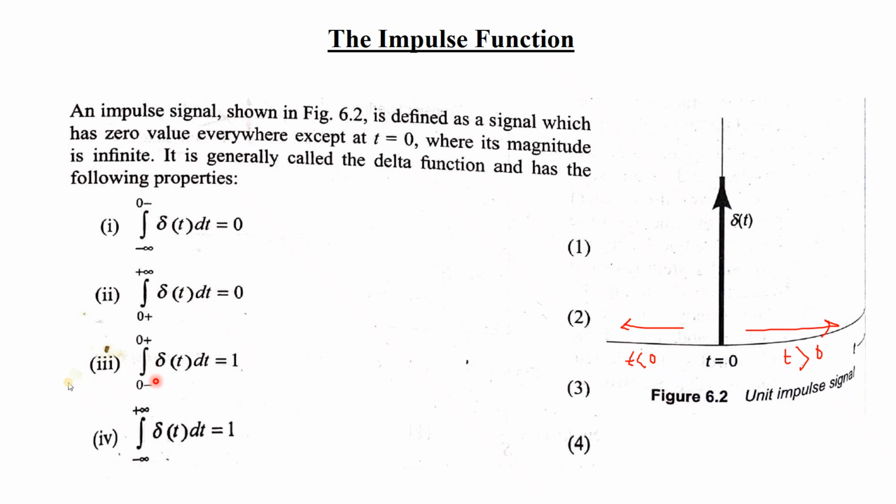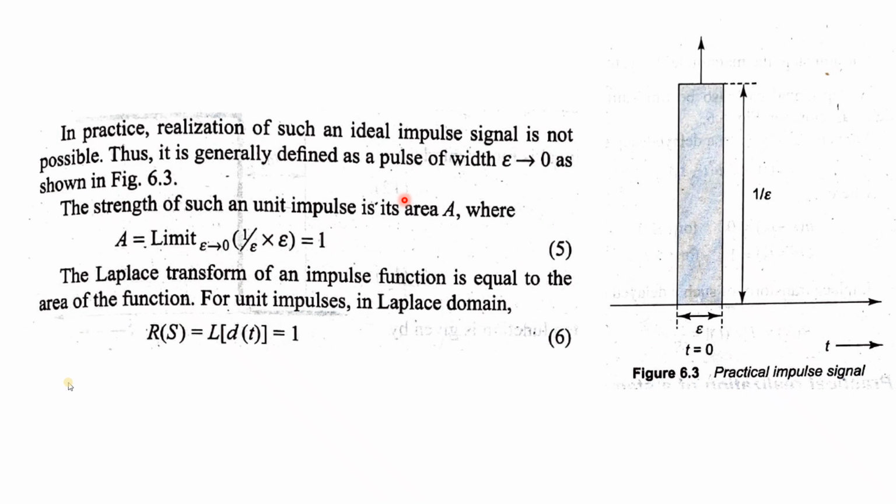Okay, so for minus infinity to plus infinity, you will get 1, but when? At 0 only. So I can write like this: from minus infinity to plus infinity, I will get 1. But it does not mean that for every interval I will get 1. I will get 1 only when time is equal to 0. So it is called the impulse function. Now this delta will be 1 if it is a unit impulse. Unit impulse means this value is 1. Okay.